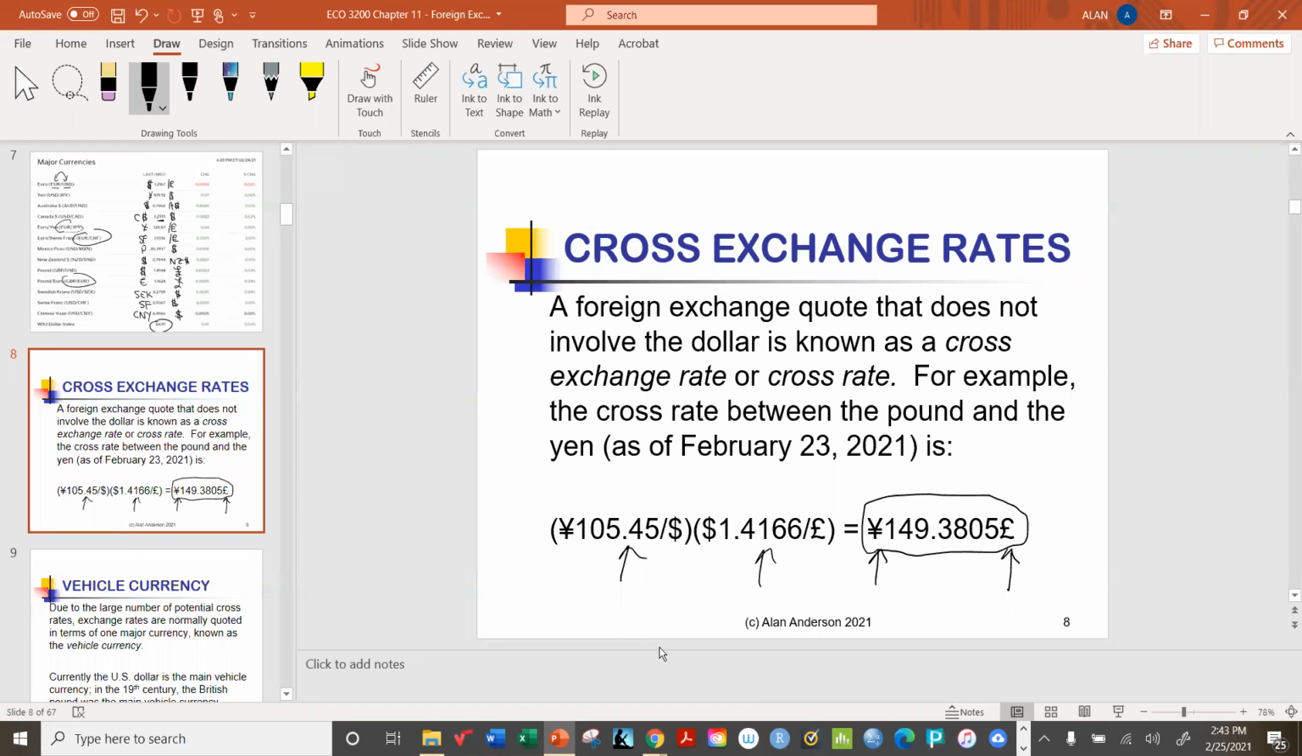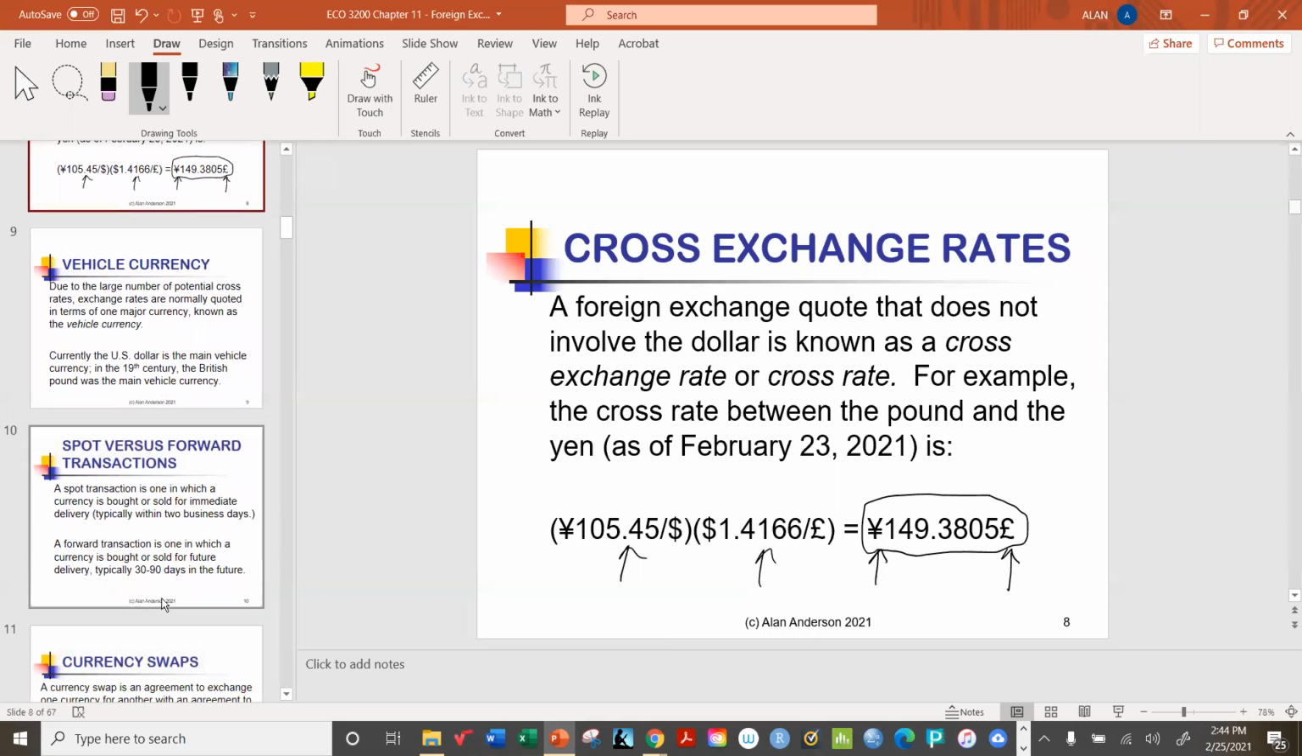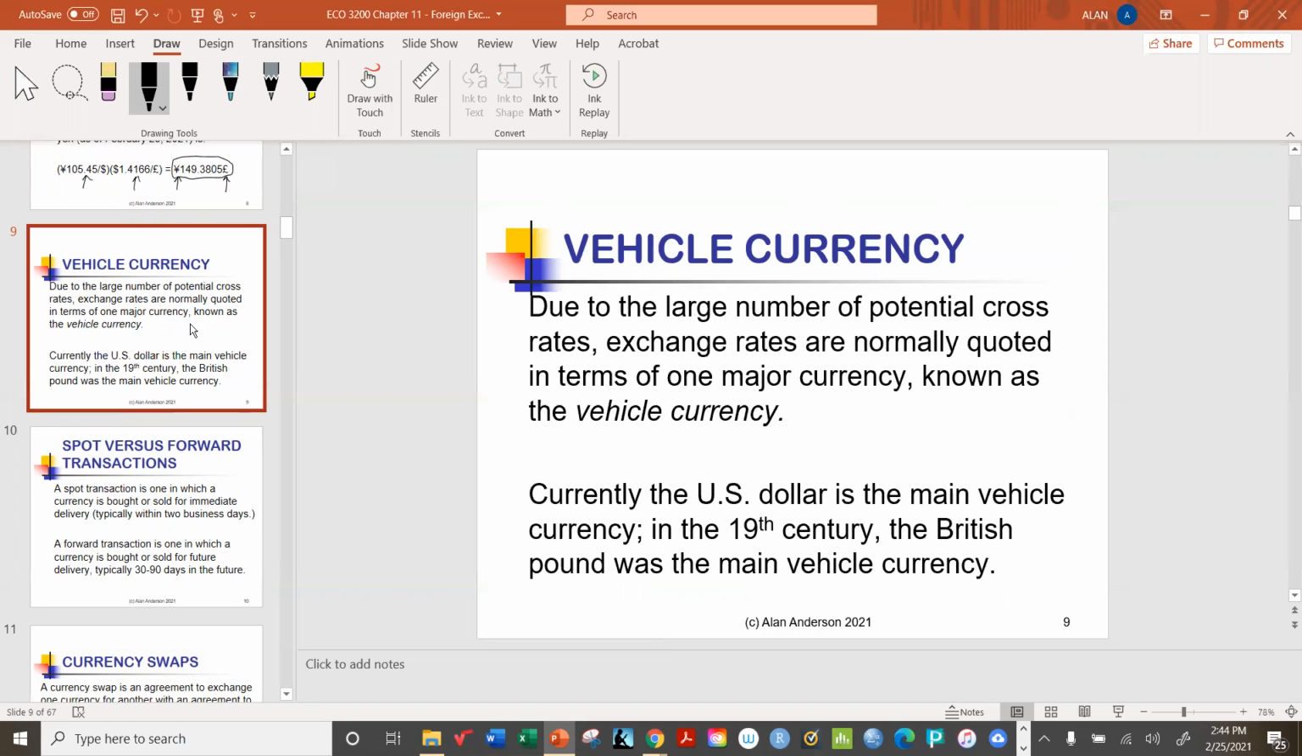Now, why is that? What's so special about the dollar? Well, of course, the US is by far the largest economy in the world, and that's been the case for many decades now. And so the dollar has a special role in the foreign exchange markets. It's called a vehicle currency. And a vehicle currency means the currency against which all other exchange rates are quoted.